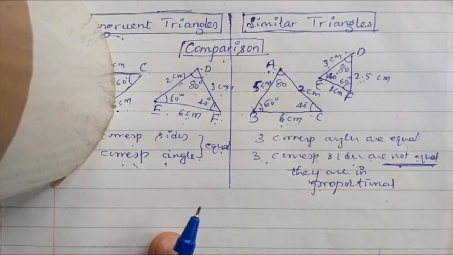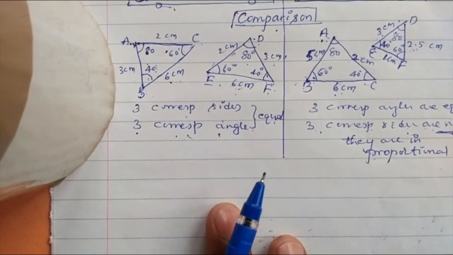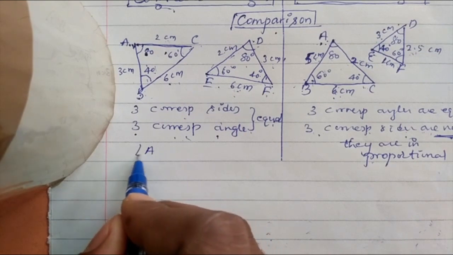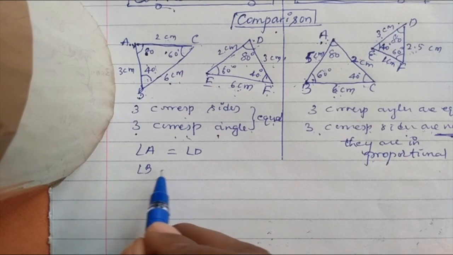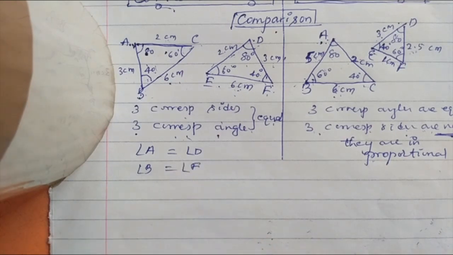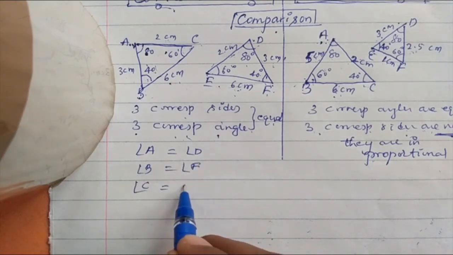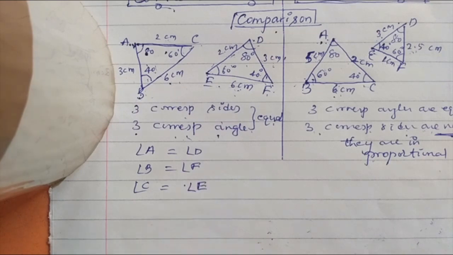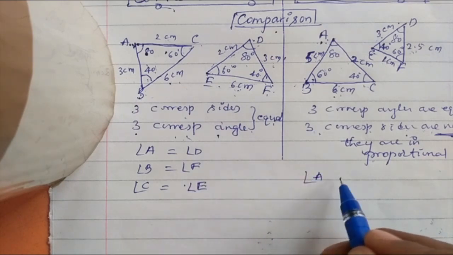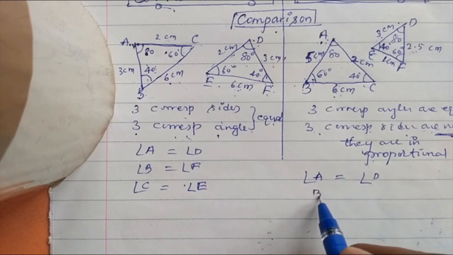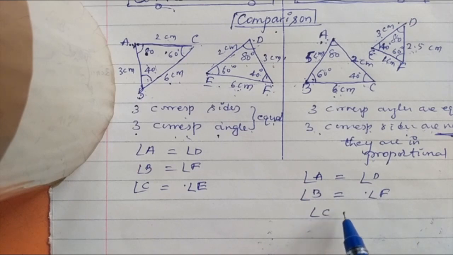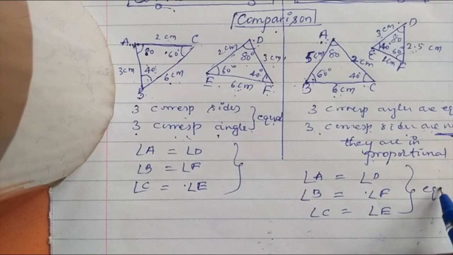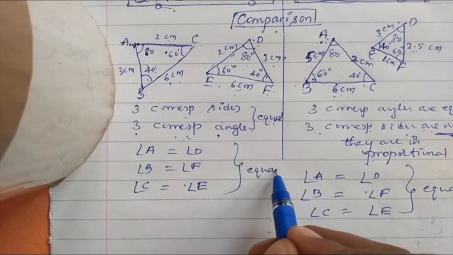Then how to write that proportion? See, look at here, three corresponding angles. Angle A equal to angle D. Congruent triangle. Angle B is equal to angle F. Angle C is equal to angle E. Similarly, here also angle A equal to angle D. Angle B is equal to angle F. Angle C is equal to angle E. Here all the three are equal. Here also equal, corresponding angles.